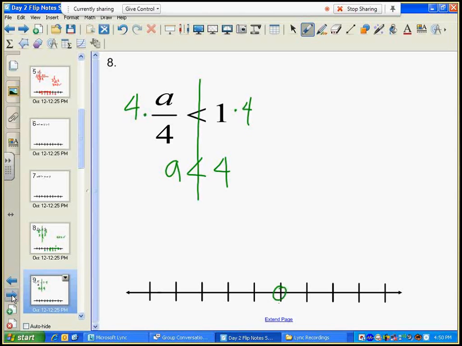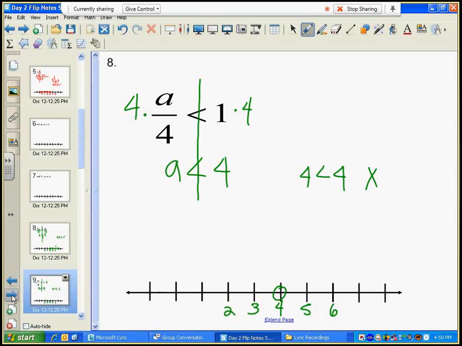I'll make that 4. And so that's 3, and that's 2. That's 5. Now let's see. Is 4 included? Is that going to be open or closed? Well, let me see. If I put 4 in there, is that true? No. That's not true. That tells me that 4 is not included in the solution set. That means that circle is going to be left open.